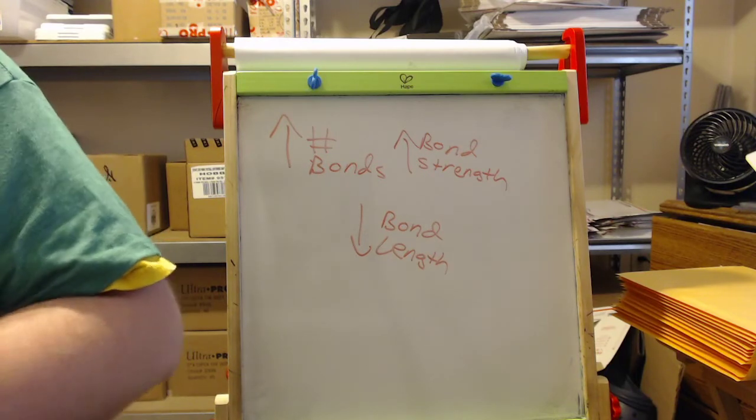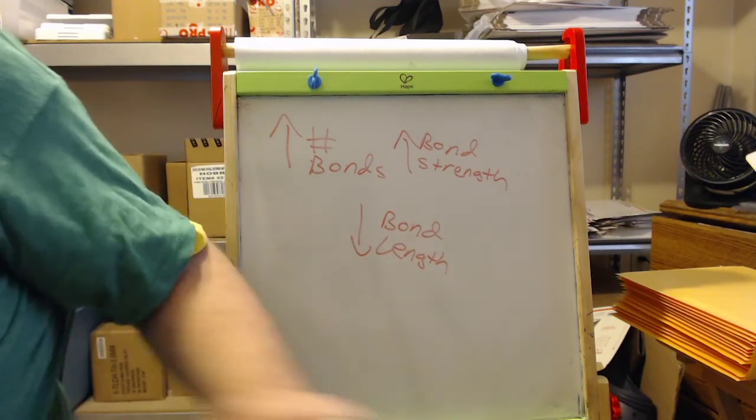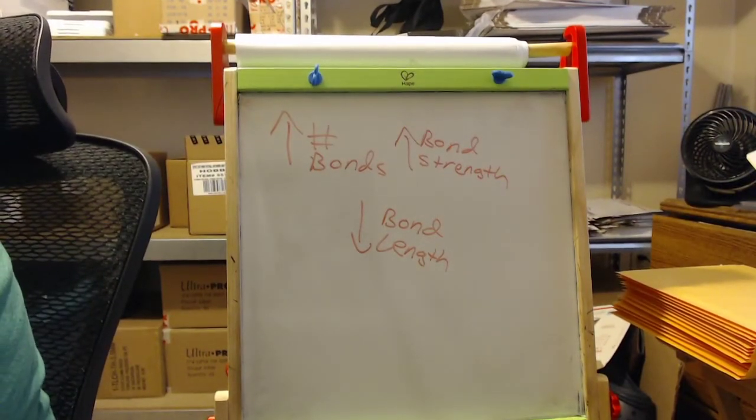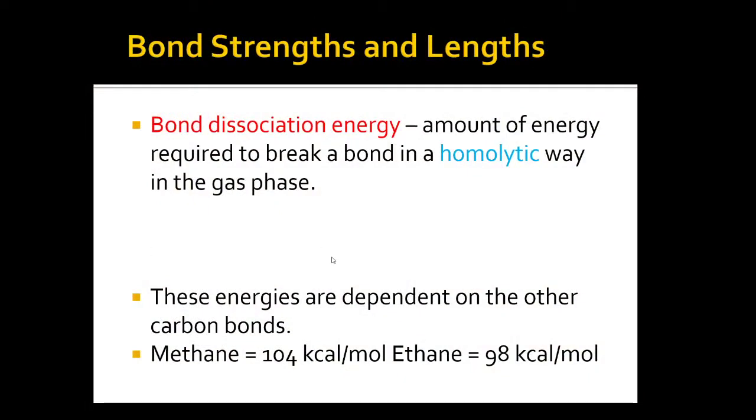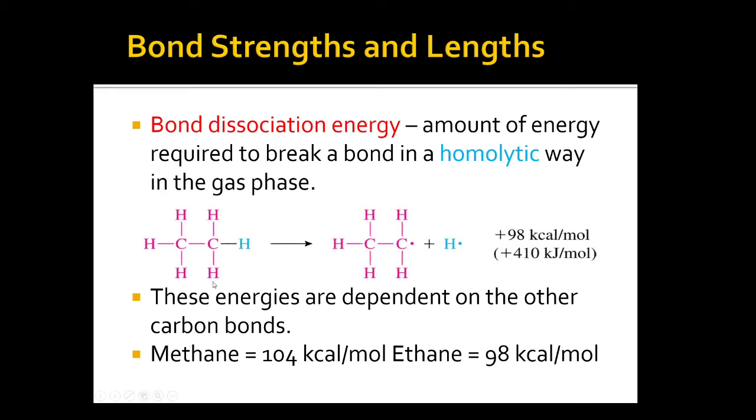So what we call this bonding, and it is all dependent on what type of bonds and what we're bonded to, is bond dissociation energy. It is the amount of energy required to break a bond in a homolytic way in the gas phase. What that means is, homolytic means when I break this bond right here, one electron comes over here and one electron comes over here.